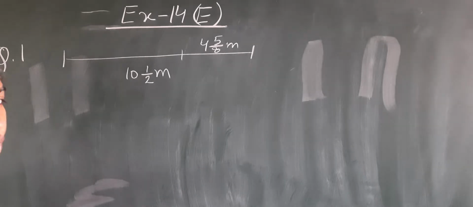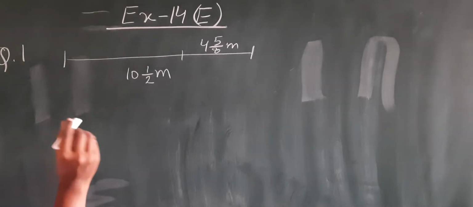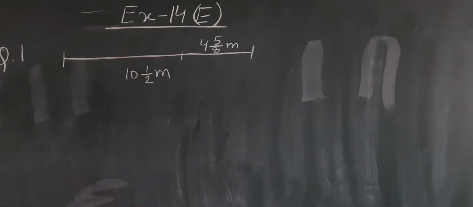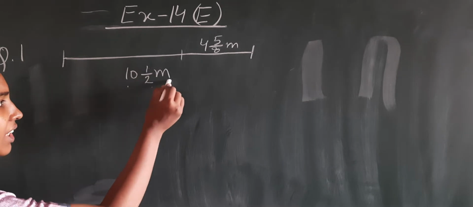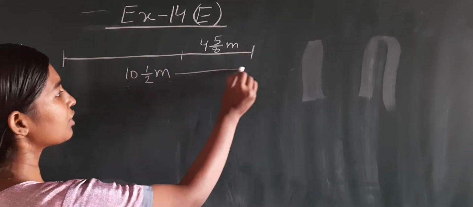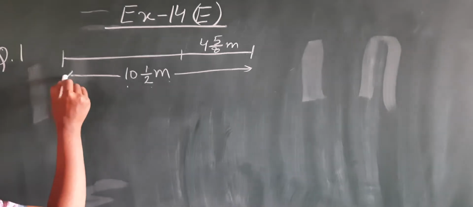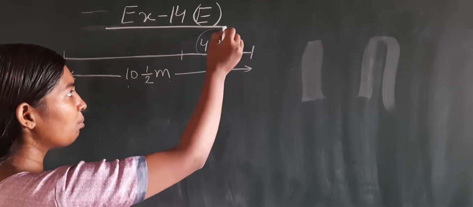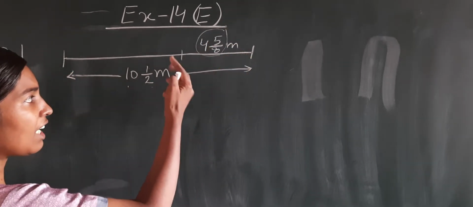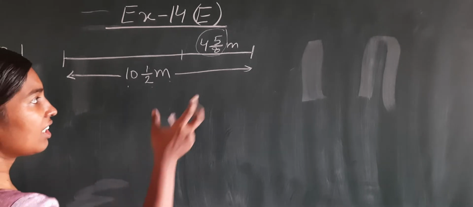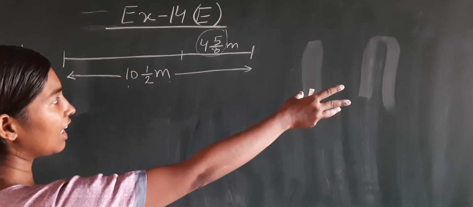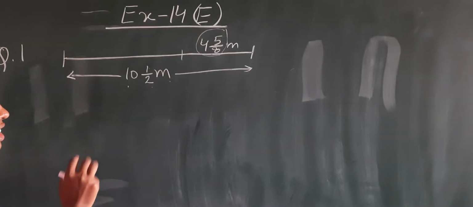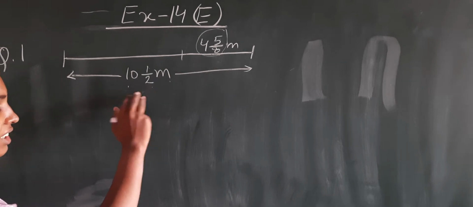So what is the question saying? It says that we have a rope. Suppose this is a rope and its full length is 10.5 meter. And how much rope have we cut off? We have cut off 4 and 5 by 8 meter with the help of scissors, and this part we are taking out. So this much is remaining. How will we calculate it? By subtracting this number from this number.